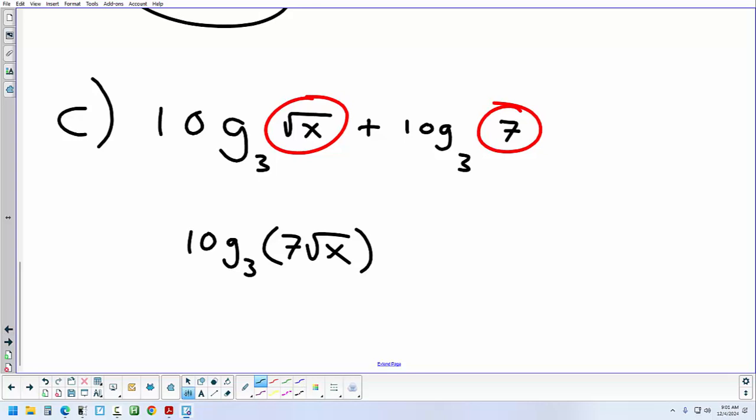Now, directions said to basically express powers in your final answer. There is a power that's hidden here that we need to fix. What has a power on it, but it's hidden? X. The x has a power on it. If we rewrite that the way that they want it, what power would x have? 1/2. Yep. That is x to the 1/2.